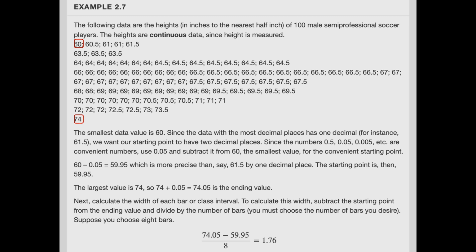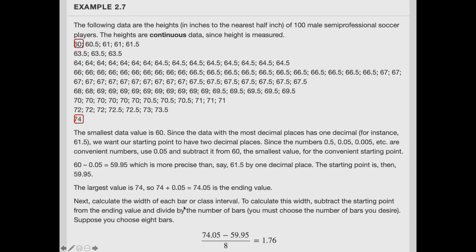And then the largest value, similarly, would be 74.05. Now, you might say, well, wait a minute, everything I've seen till now has been like 59.5 and 74.5. But because this one goes out to 0.5s already, we want to go out one more decimal place. In other words, this is the tenths place, and we want to go out to the hundredths place.